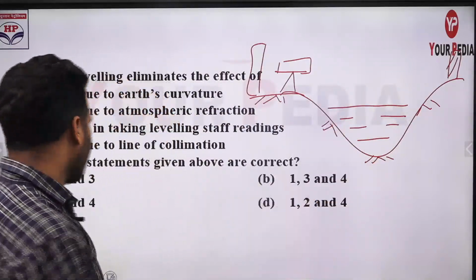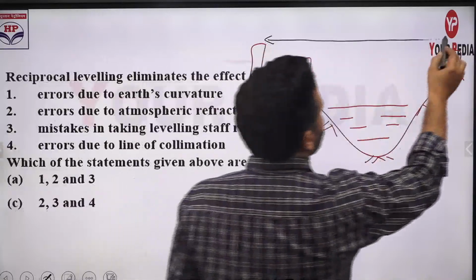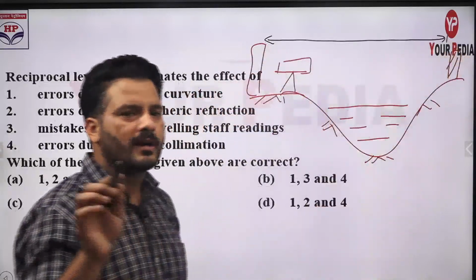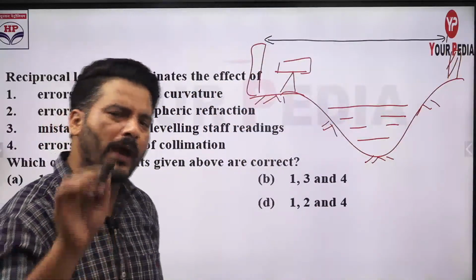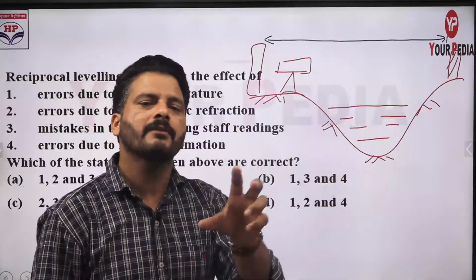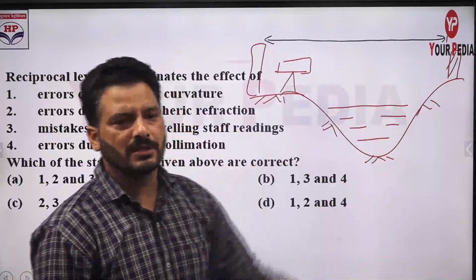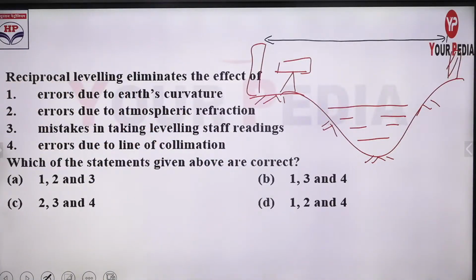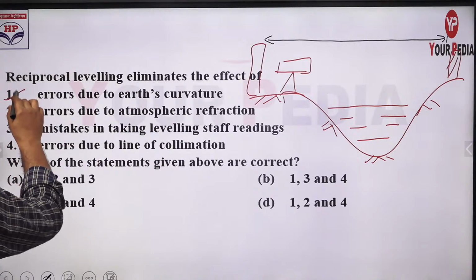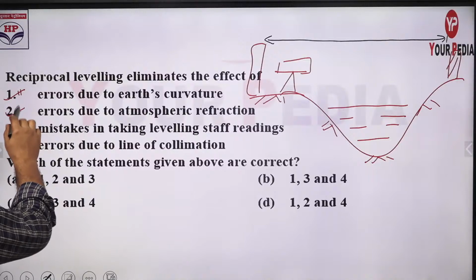The answer is that whenever the distance between the 2 points is very large, then definitely correction due to earth curvature and refraction will be there. So to eliminate those things, we put the instrument station in between these 2 points. So what error can you eliminate? Error due to earth curvature we can eliminate. Yes, this is okay. Error due to atmospheric refraction, yes, we can also eliminate this one.